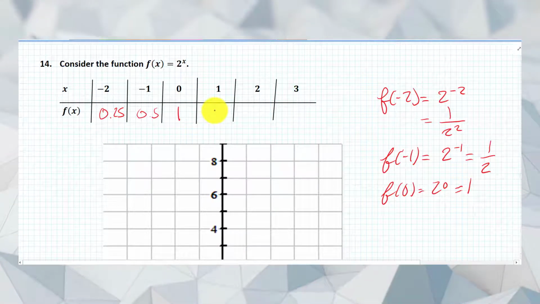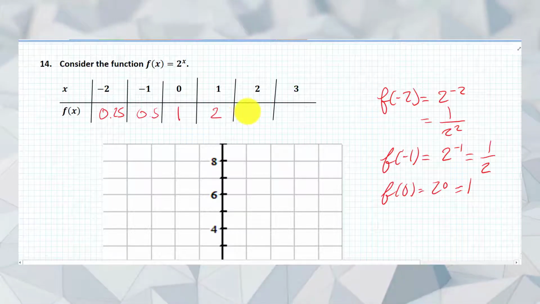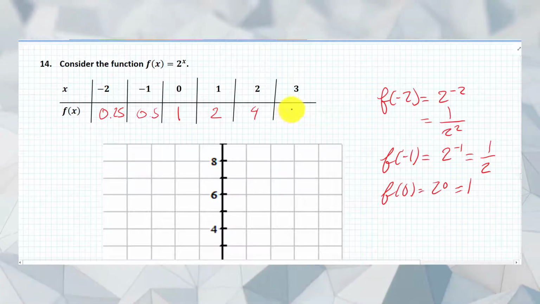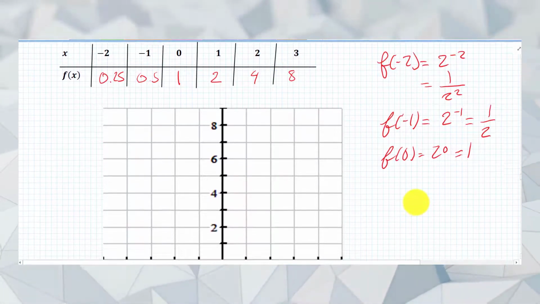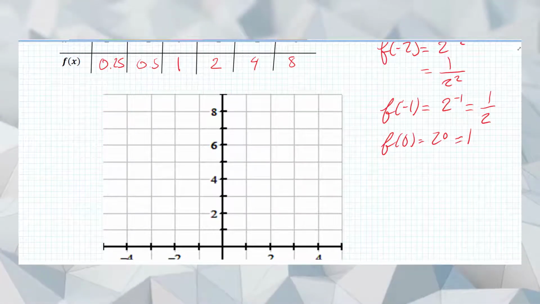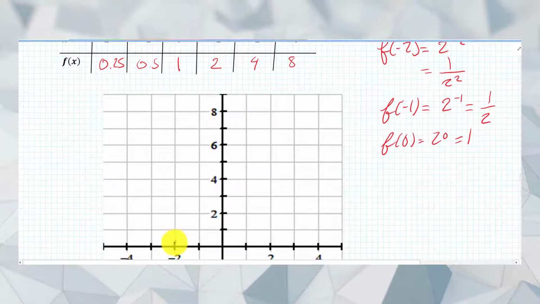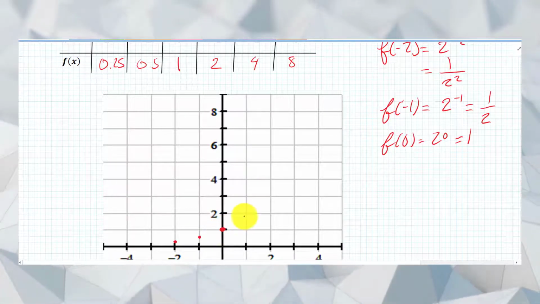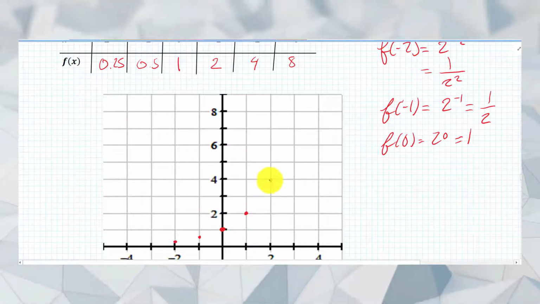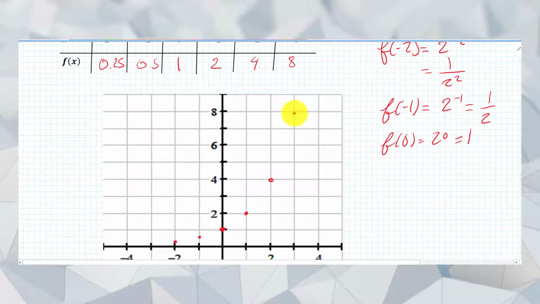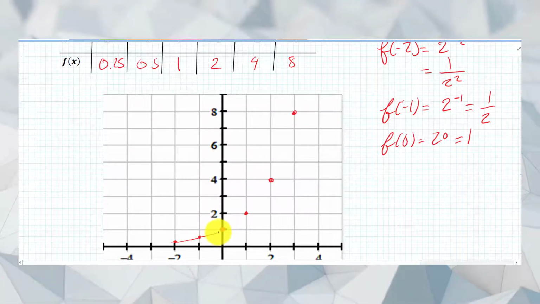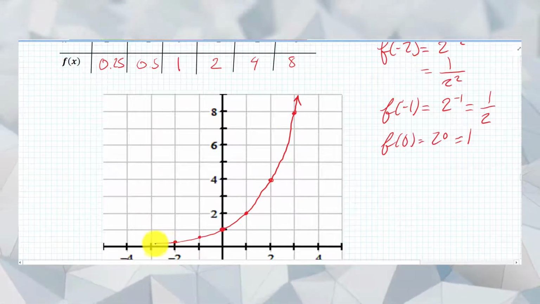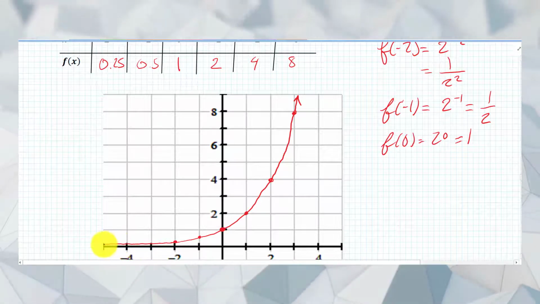f of 1, 2 to the 1 is 2. f of 2, 2 squared is 4. And f of 3, 2 to the 3 power is 8. Okay, let's plot these points in the given graph right here. So f of -2 is 0.25, it's about here. f of -1 is 0.5. f of 0 is 1. f of 1, 2. f of 2, 4. f of 3, 8, like that. If you connect the points, you have a graph that looks like this right here. If you were to compute more points in the negative direction, you'd be closer and closer to the x-axis.